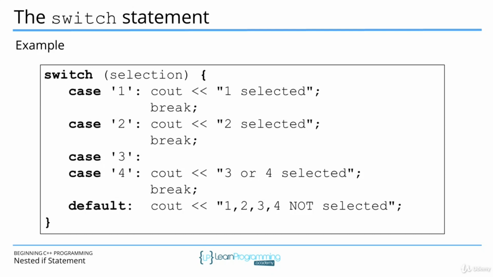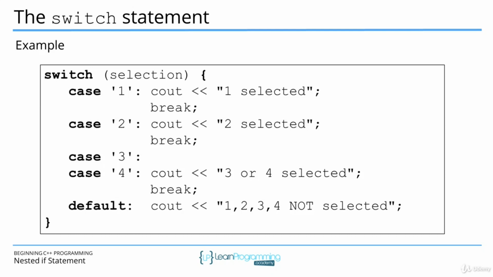Notice that we can have multiple statements here without the need for a block. However, if you need to declare variables in this section, then you need to put the curly braces in for a block. So we display 2 selected, then we execute the break statement which completes the switch statement. No further cases will be checked, and we continue with the rest of the program.